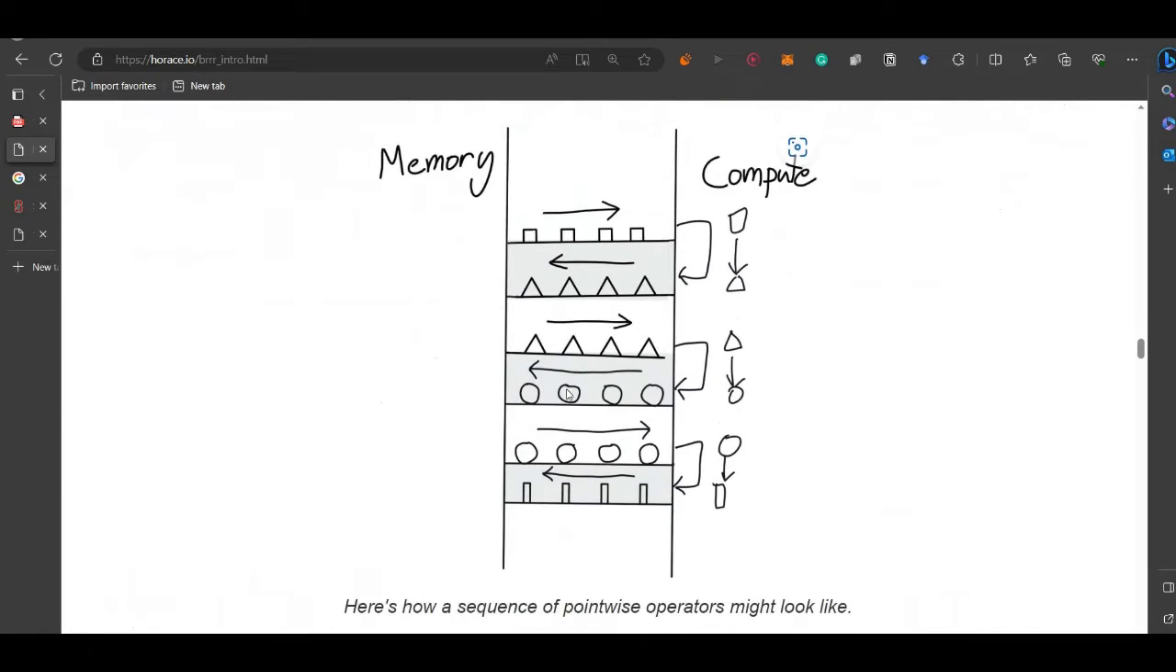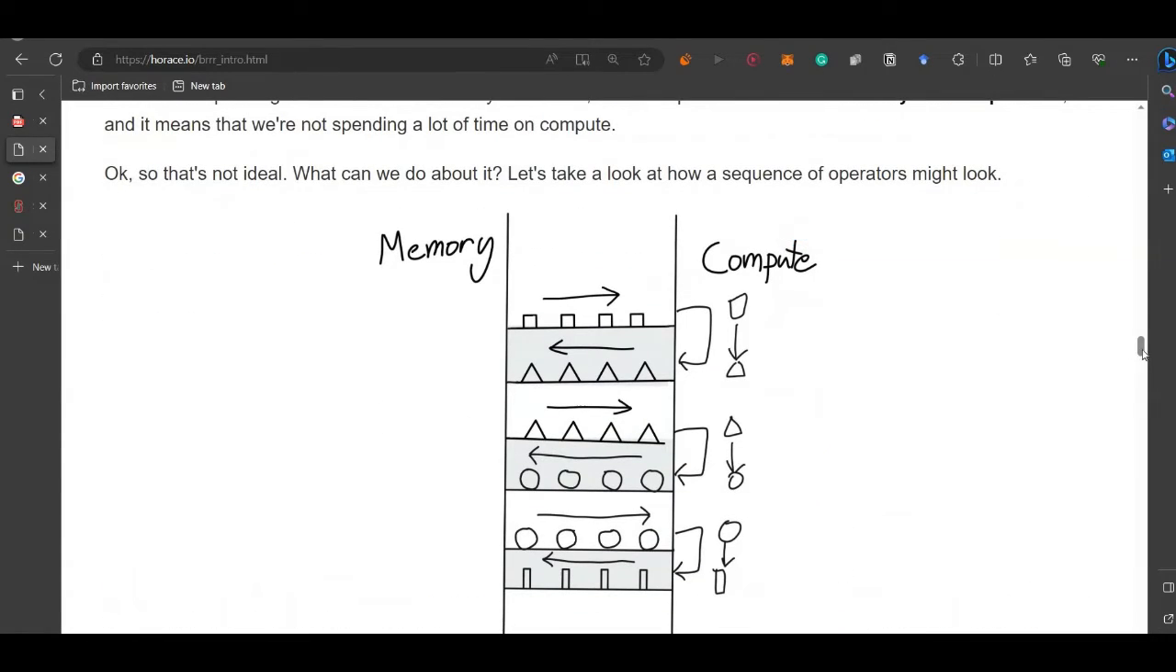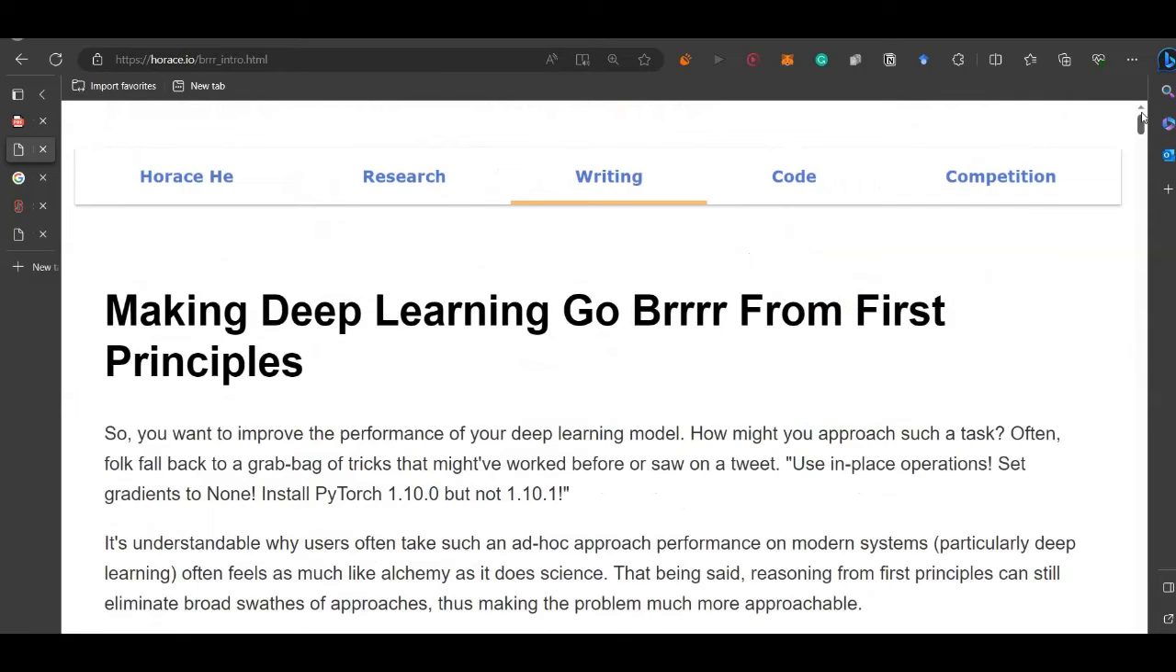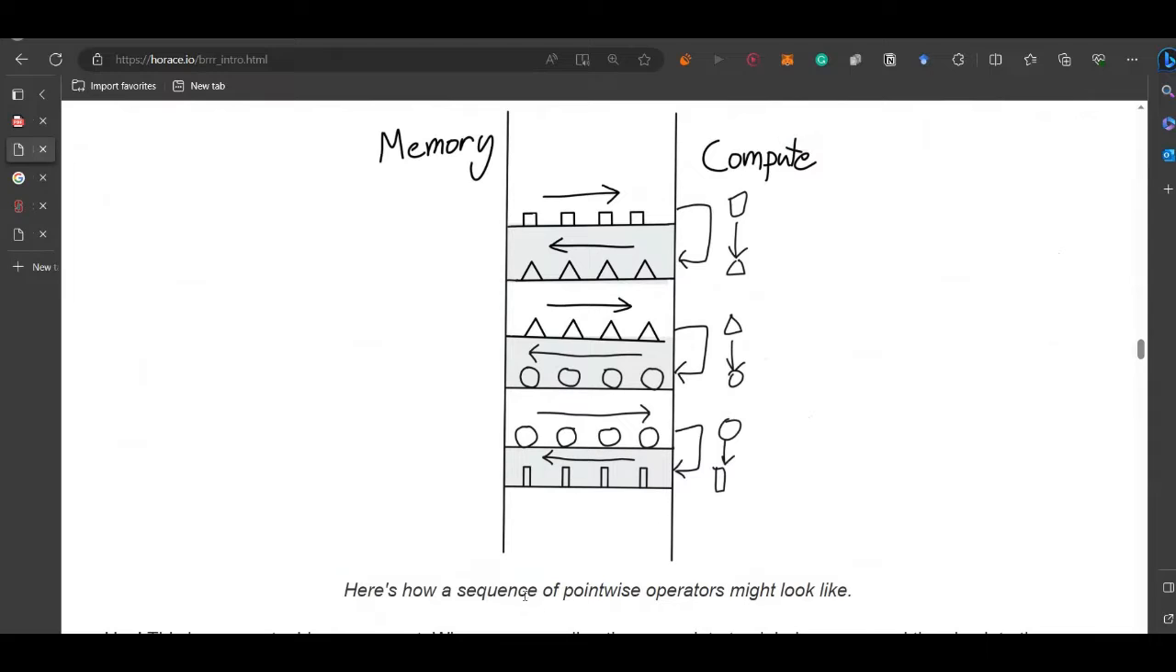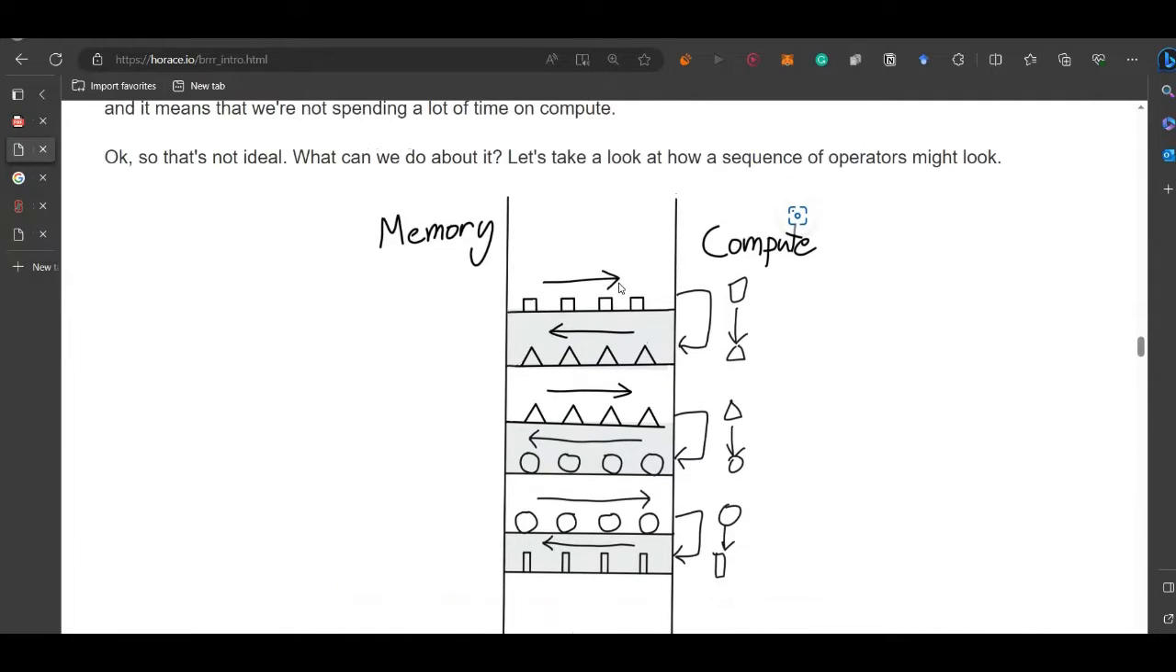This is another visual of this from the article "Making Deep Learning Go Brrrr From First Principles". Currently, if you have a lot of pointwise operators, which we do have in attention, think of softmax, dropout, activations, whatever, then if you do it naively, this is what happens. You read your input, you do a computation, you write back your output, then you read it again, you do the computation, you write back again, and this takes a lot of time.